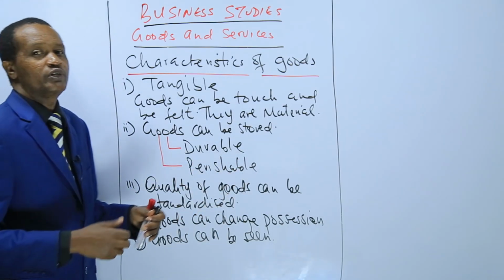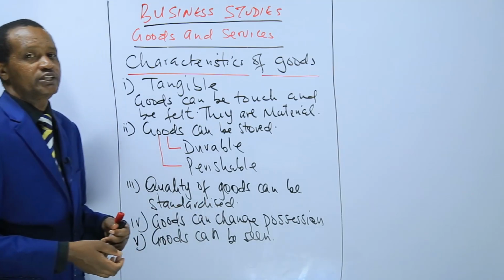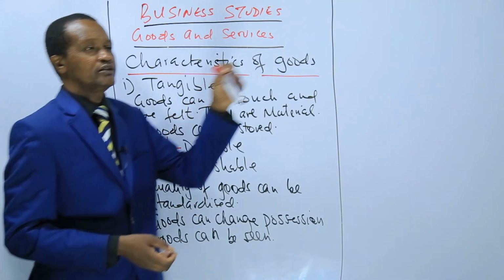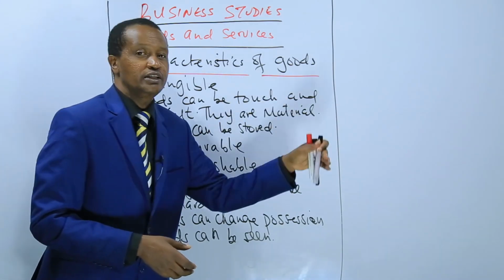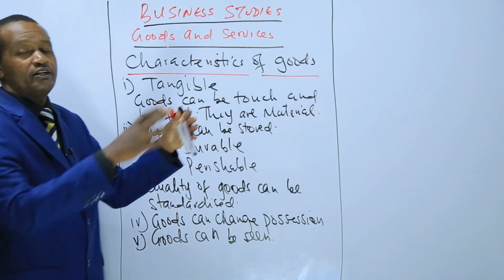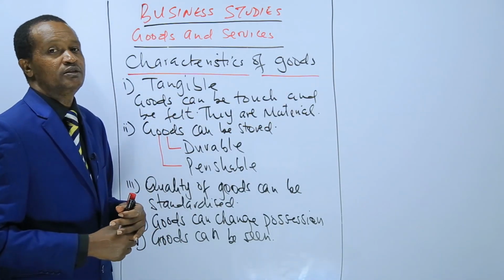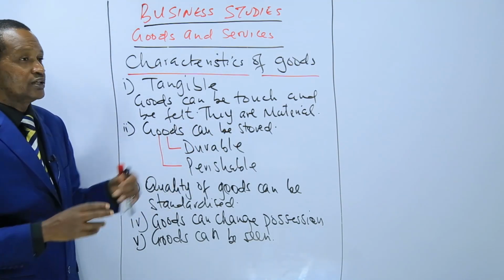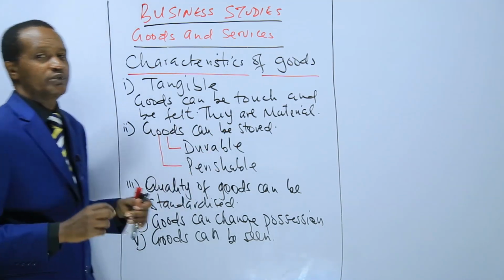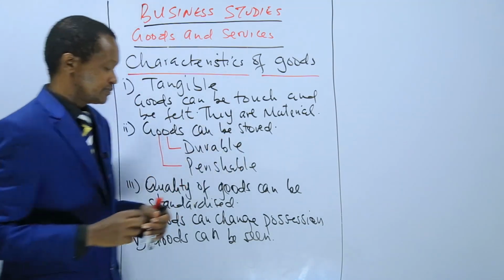But of course, there are a few exceptions to this feature. For example, the air is a good, but cannot be seen. The air we breathe, we cannot see it. Okay, there are a few exceptions, but they are still goods.